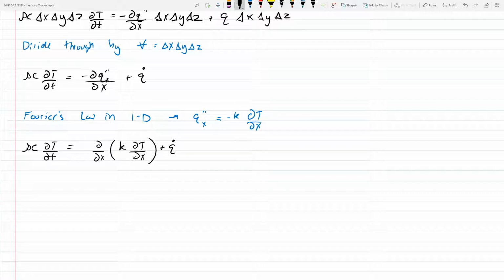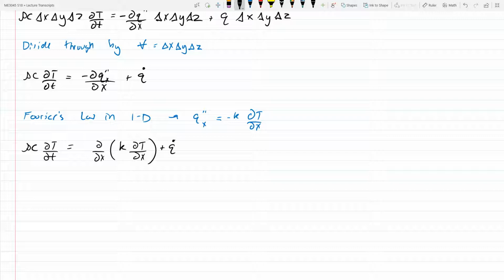Okay, so this is right here. This is the most general form of the one-dimensional heat equation. In this class and in most applications, we also make the assumption that our material is homogeneous. In other words, we assume that the thermal conductivity, which is a property of the material itself, does not change throughout the material.